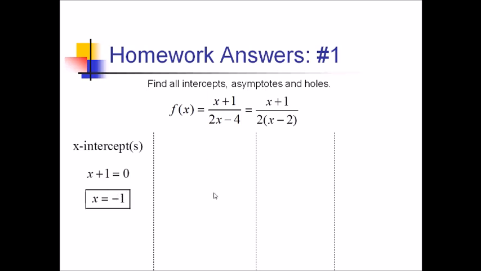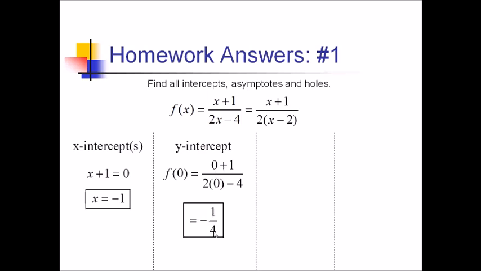All right, let's talk about y-intercepts. So that is where x equals 0. So I'm going to plug in 0 for x in the original function here. That's going to zero out anything that has an x, leaving us with just negative 1 over 4.